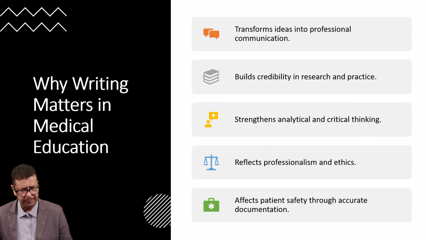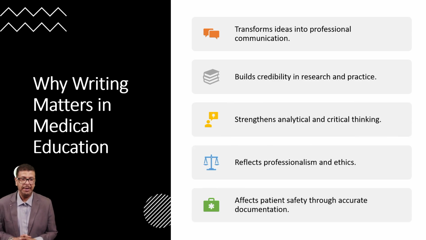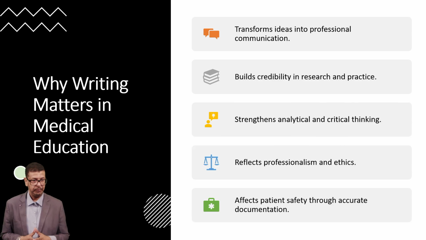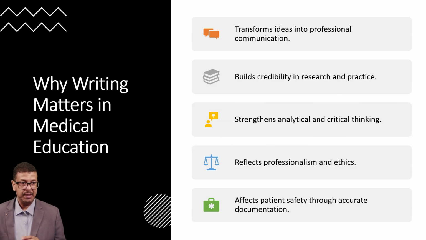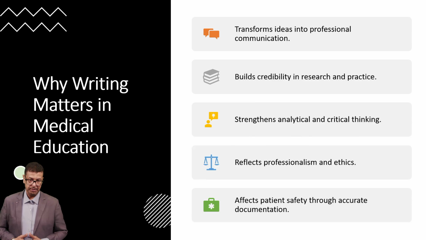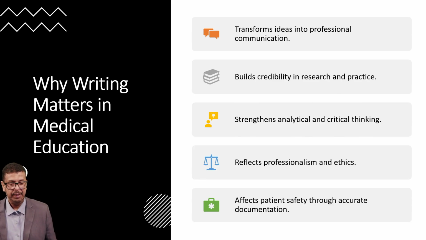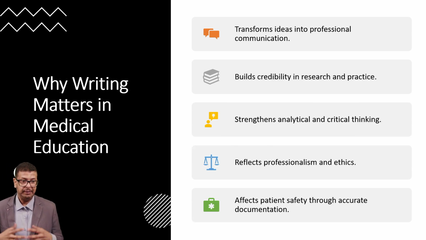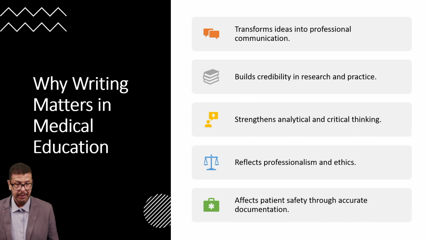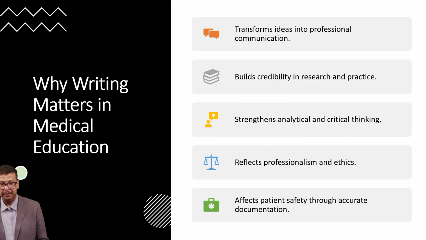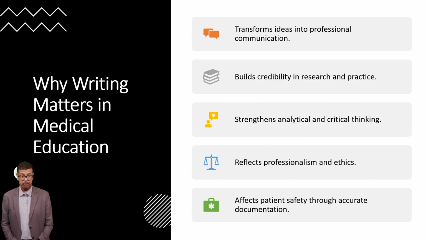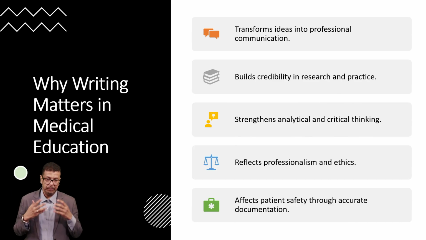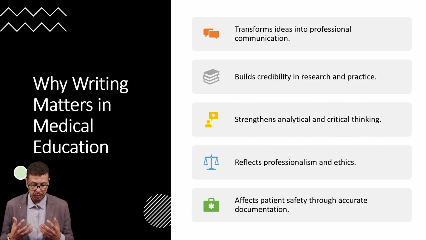Why is this session important for you, and why is academic writing important for you? Because academic writing helps us transform ideas into professional communication. It helps us build credibility in research and practice, strengthens analytical and critical thinking, and reflects professionalism and ethics. And definitely, writing in hospital records affects patient safety through the accuracy of the information. So all this together will draw our attention to the importance of academic writing.